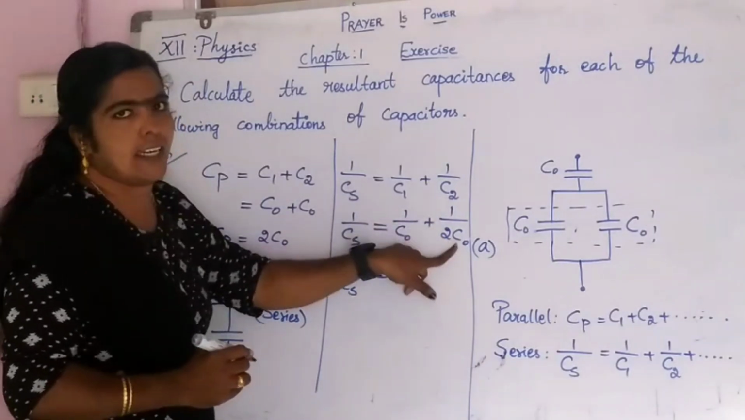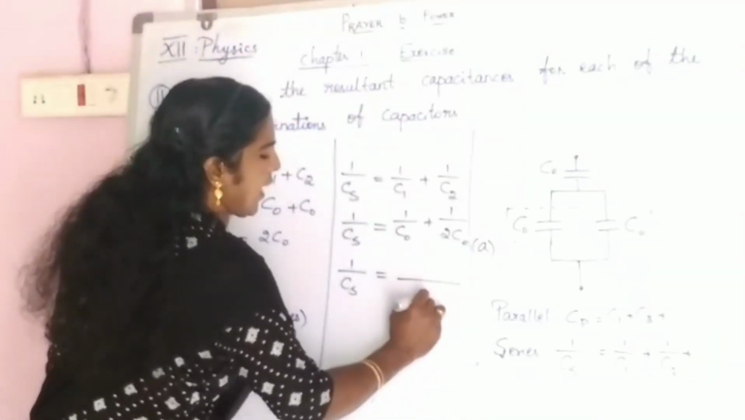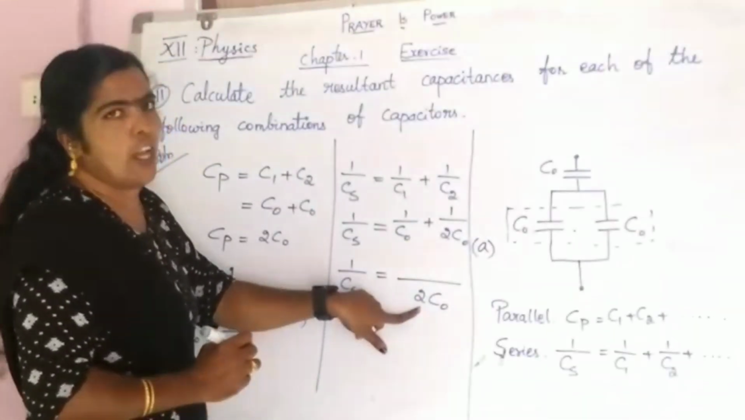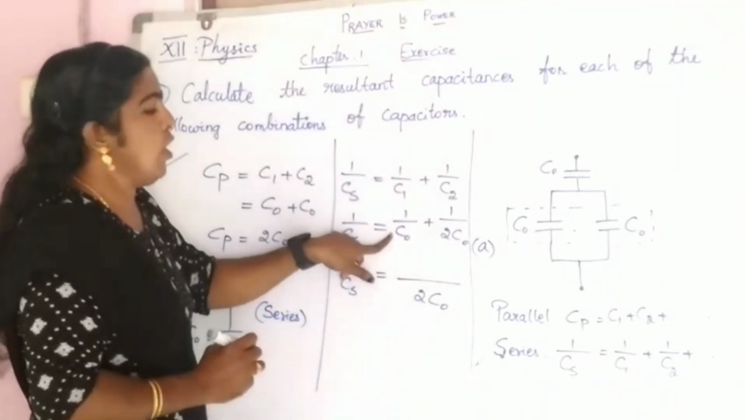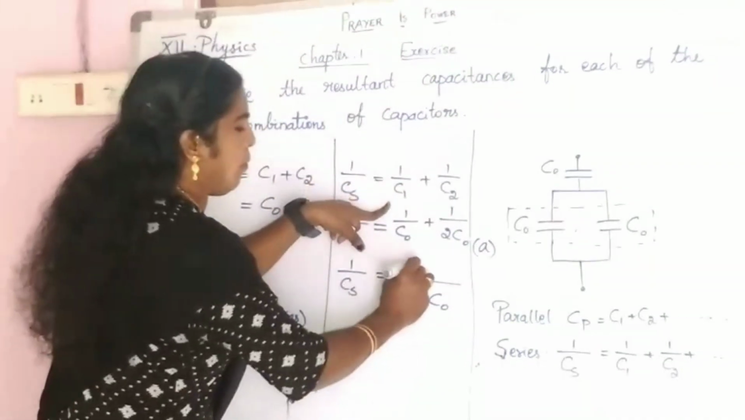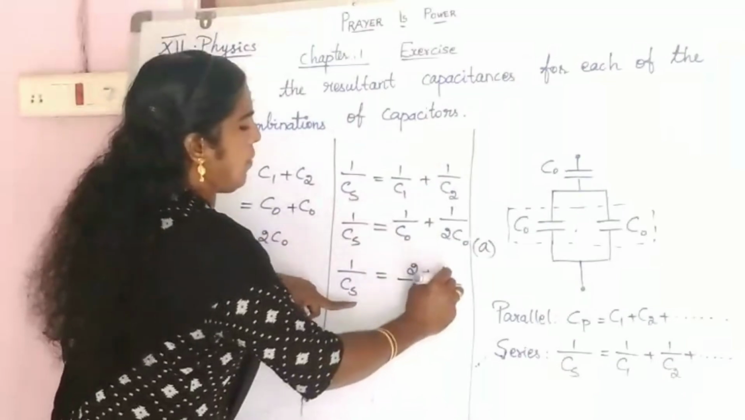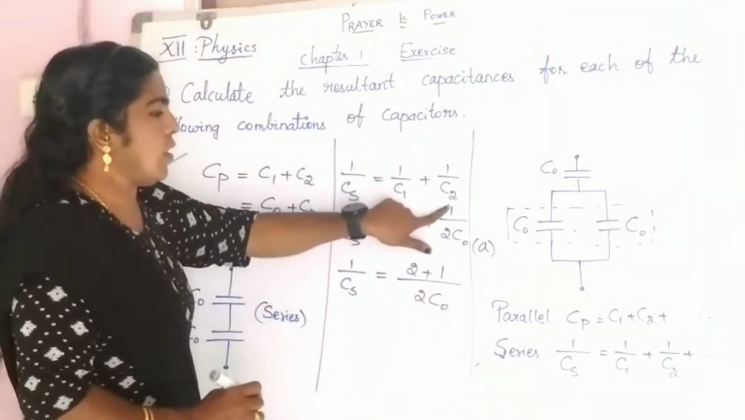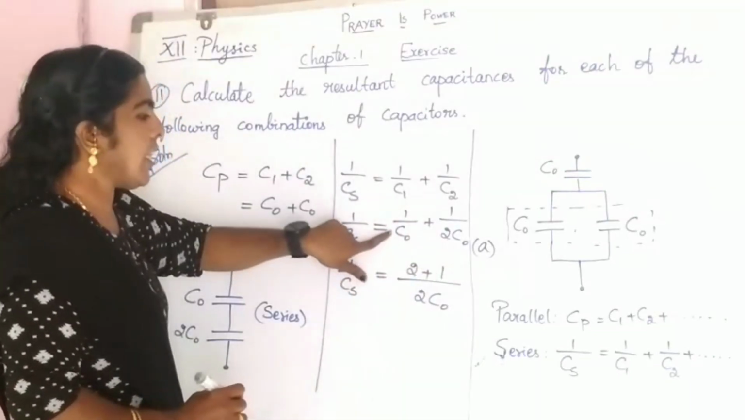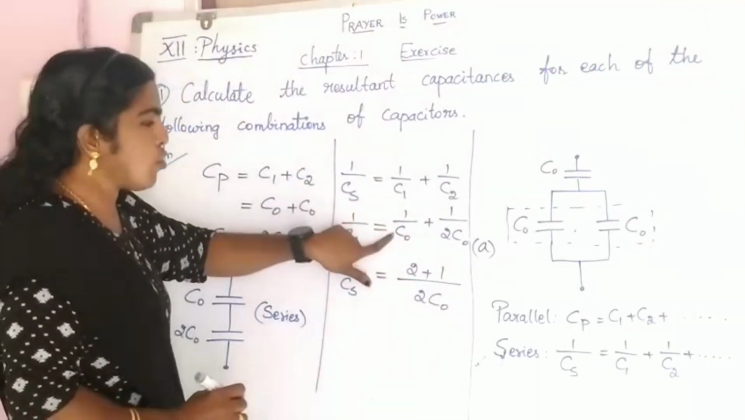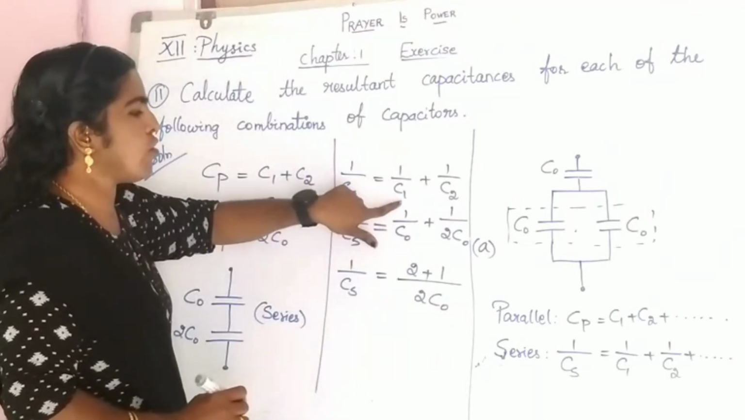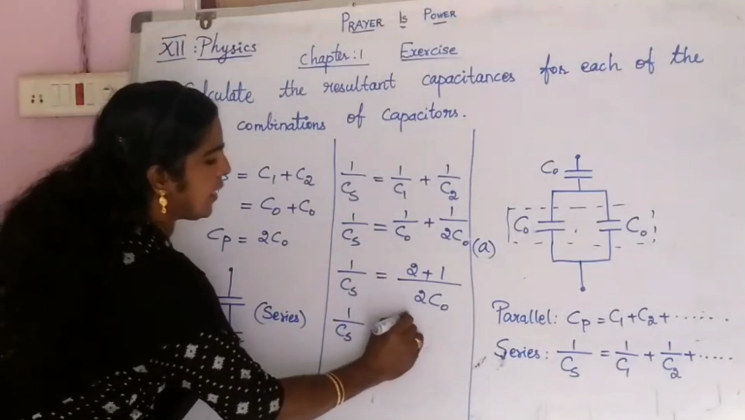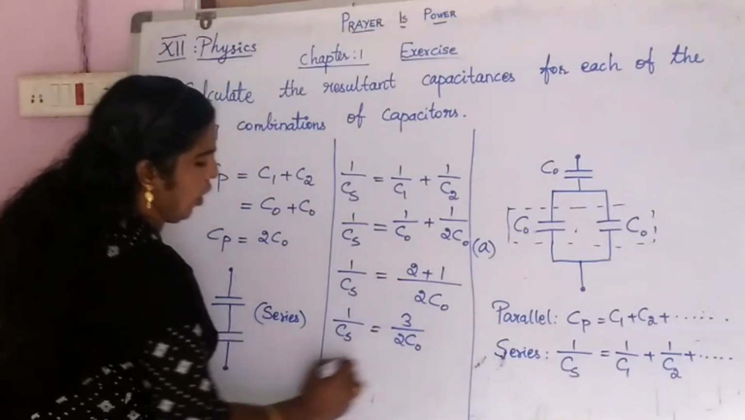The denominators are different, so commonly we take 2C0 as the denominator. For 2C0 as the denominator, here the 2 is missing, so that 2 multiplies the numerator. Then plus 1. We take 2C0 as the denominator, so this 1 is placed in the numerator. 2 into 1 is 2. 1 by CS is equal to 2 plus 1, 3 by 2C0.